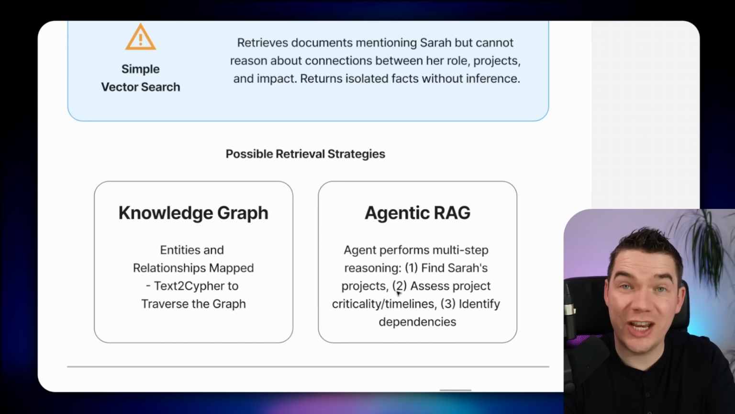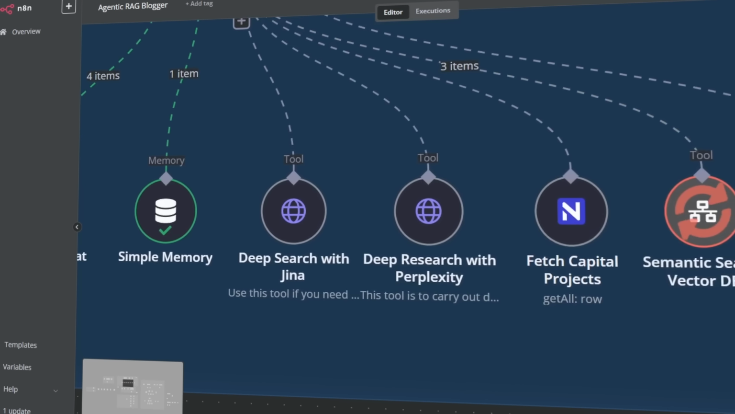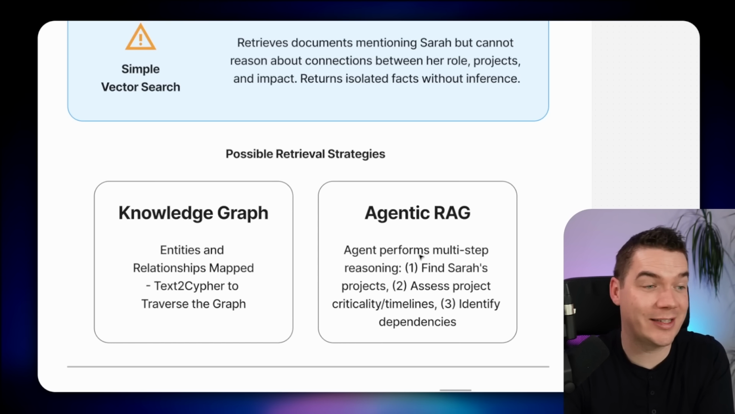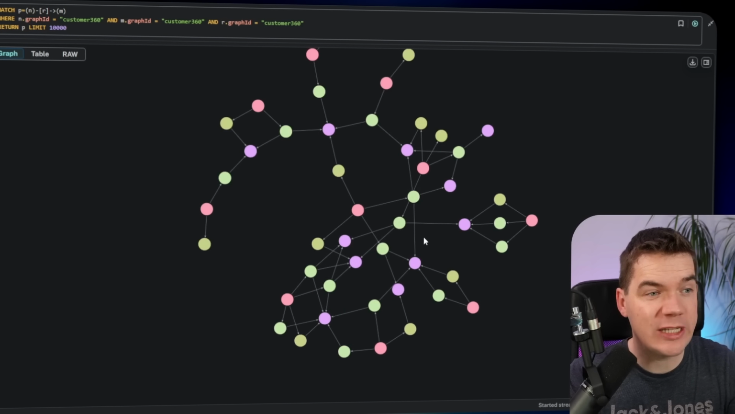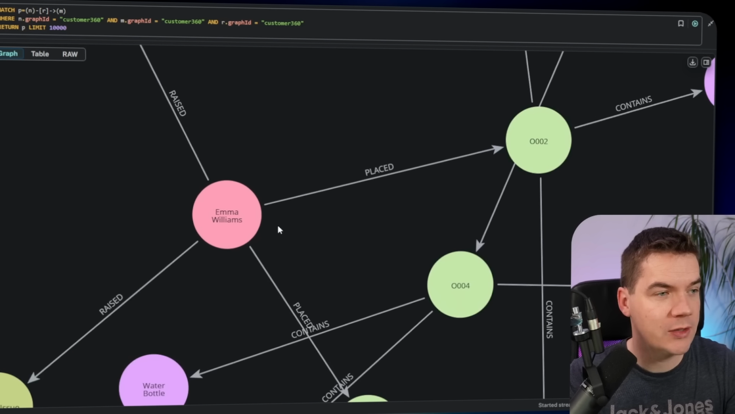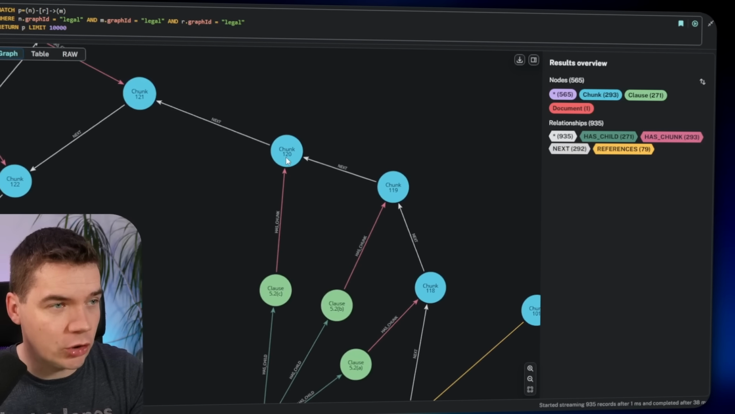And in fairness, agentic RAG can actually get there. It can perform multi-step reasoning. It could look for Sarah's projects, try to figure out the timelines, try to figure out the dependencies to come up with the answer, but it lacks the reliability that the likes of a knowledge graph would have, where the data is actually modeled correctly. That way you're able to traverse the graph to come up with the right answer.